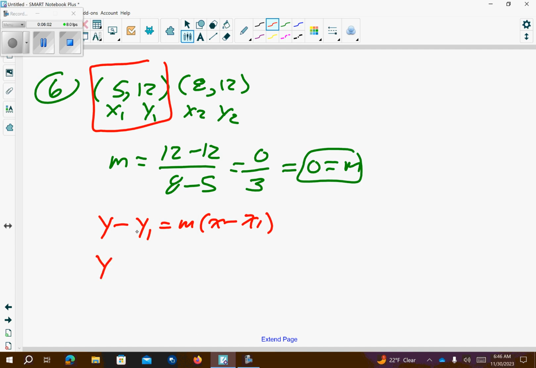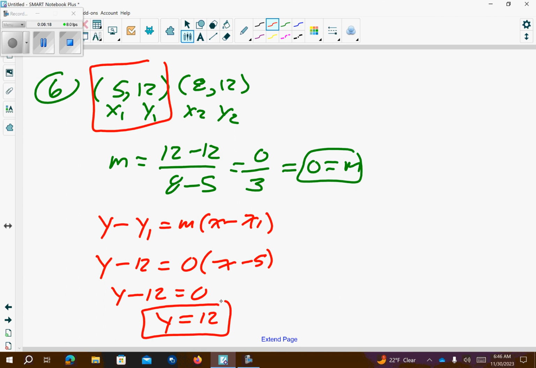So let's see. It's a positive 12. This will be a negative 12. 0 times x. This is a positive 5. Make it a negative 5. 0 times a quantity is just 0. So then add 12 to both sides. This is one of our special cases. This would actually be a horizontal line if we had graphed it.